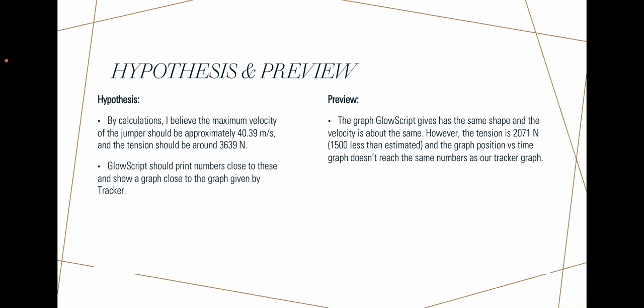Hypothetically, the graph should be similar, and approximately the velocity should be 40.39 meters per second, and the tension should be around 3,600 newtons, which I calculated by hand, and I'll show you that later. But as a preview, the GlowScript gave the same shape of a graph, and the velocity is about the same. However, the tension was far off, and the position versus time graph doesn't reach the same numbers as our Tracker graph. So let's do a deeper analysis.